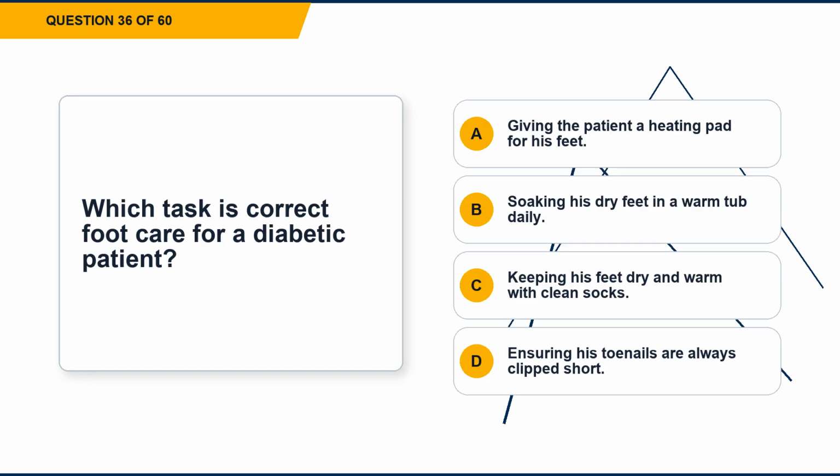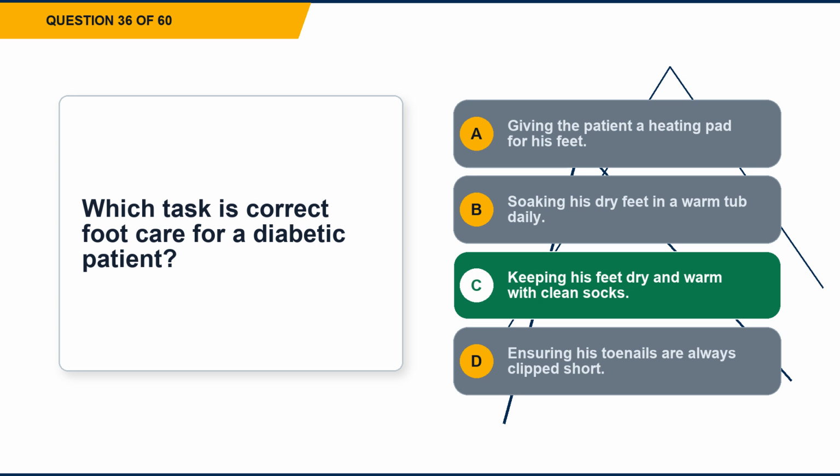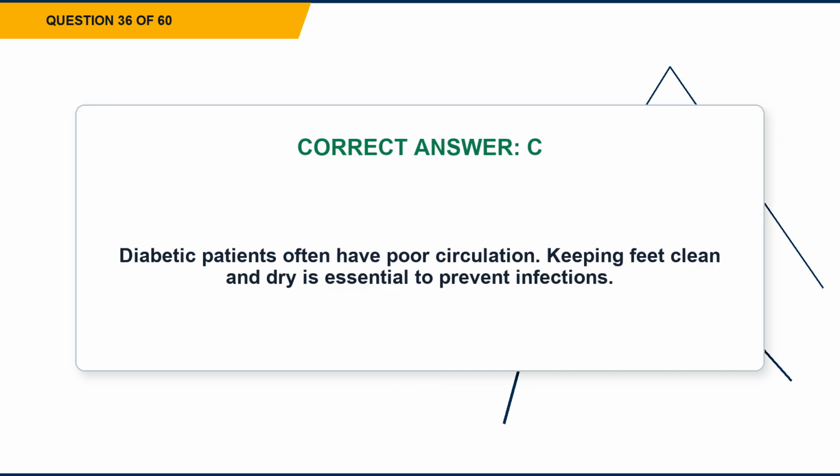Question 36. Which task is correct foot care for a diabetic patient? Option A, giving the patient a heating pad for his feet. Option B, soaking his dry feet in a warm tub daily. Option C, keeping his feet dry and warm with clean socks. Option D, ensuring his toenails are always clipped short. The correct answer is option C, keeping his feet dry and warm with clean socks. Explanation: diabetic patients often have poor circulation. Keeping feet clean and dry is essential to prevent infections.